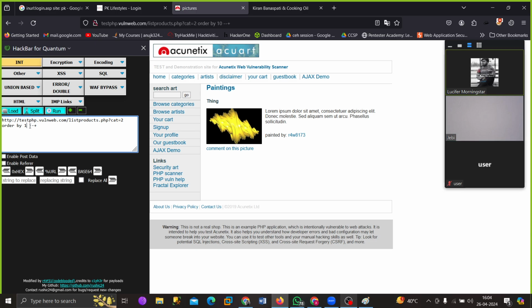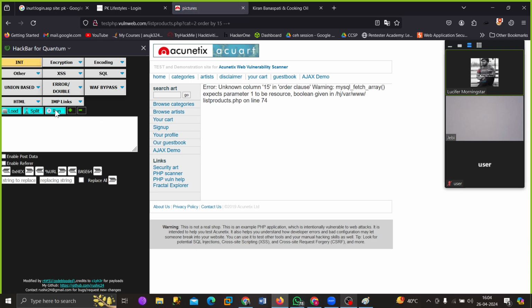So will I put 15? Will it show anything? Again error. That means now there's a possibility the column count is between 10 and 15, right? As there's an error on 15. Let me put 12. Run. Oh, again there's an error actually. So let me try to put 11 once.